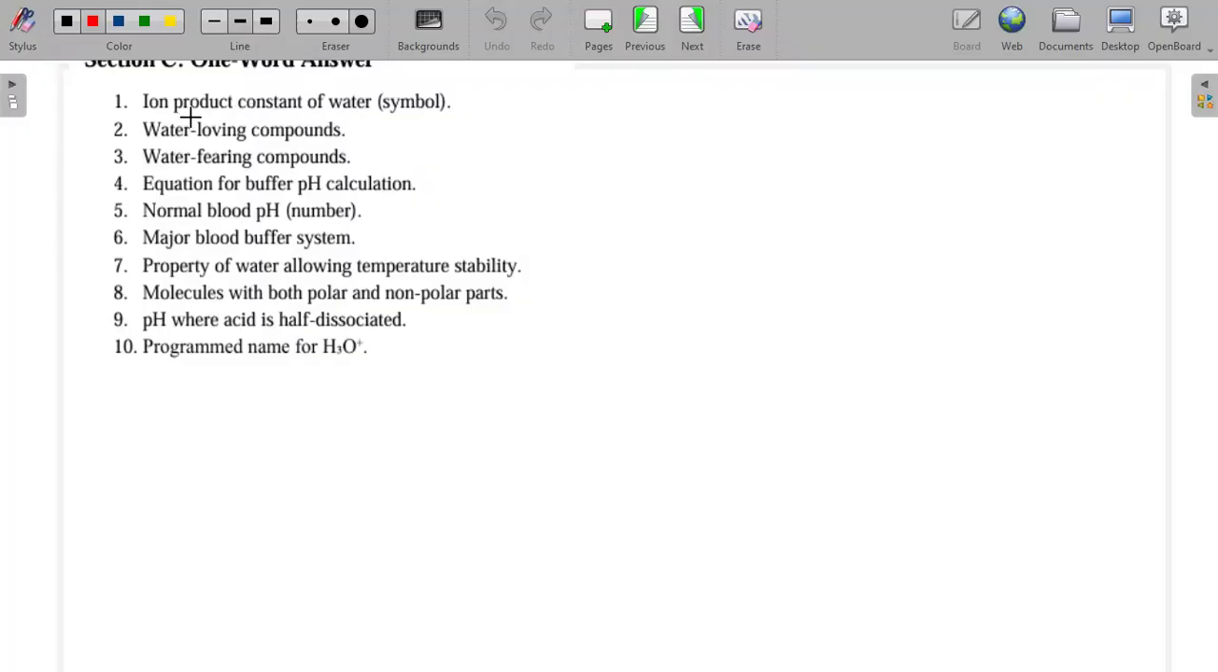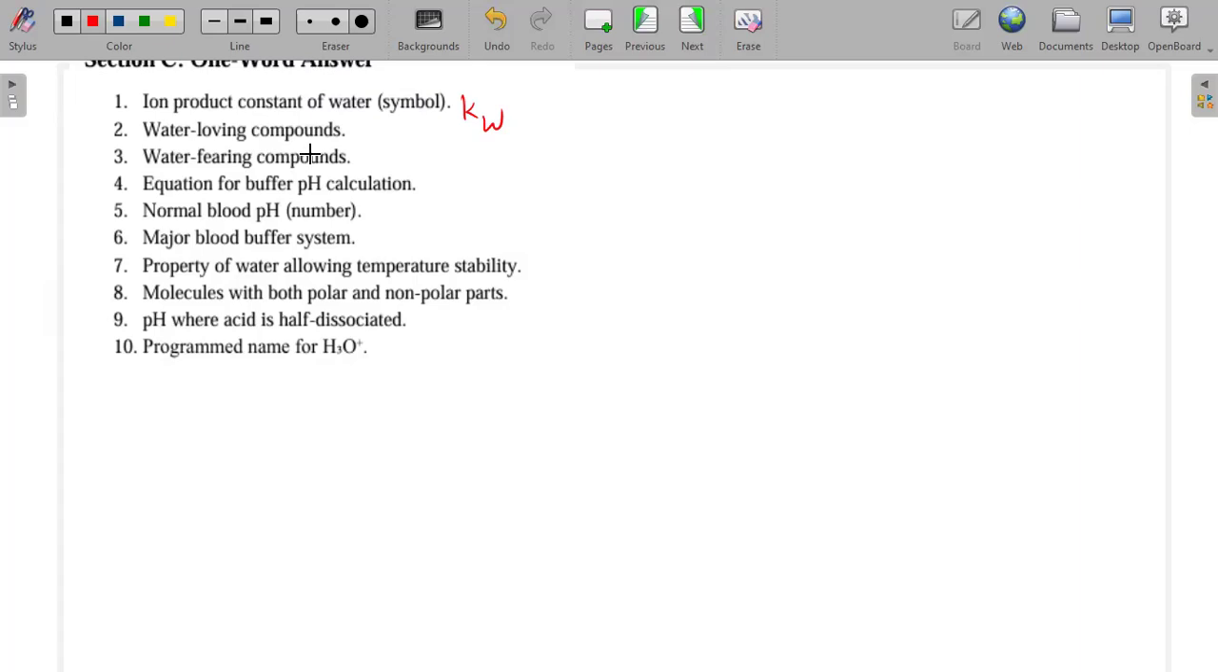Okay, so the first one is saying ion product constant of water. Okay, so the ion product constant for water is what we call the KW, isn't it? So there, the answer is C, KW.